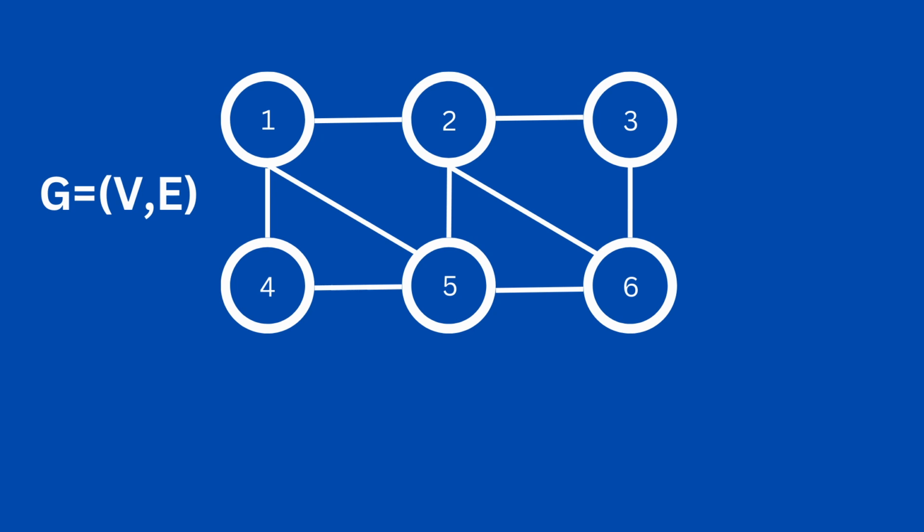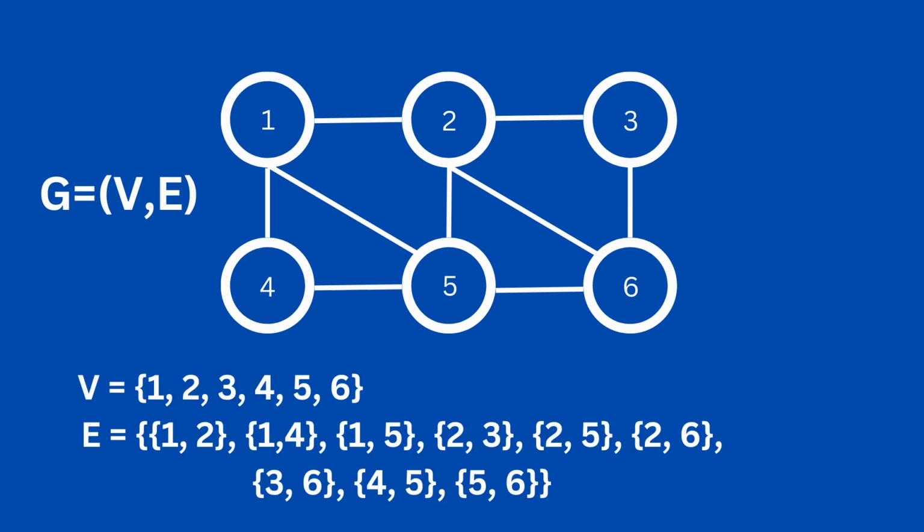A graph consists of a set of vertices with edges connecting them. Let's say that the set of vertices in the graph are represented by the variable V, and the set of edges are represented by the variable E. We can then define a graph G as consisting of a set of vertices and edges. Let's consider this graph as an example.